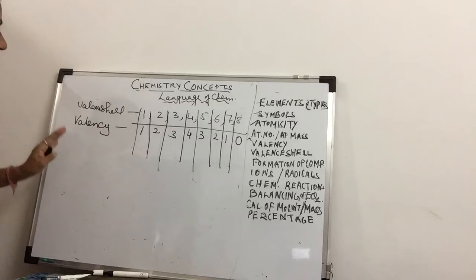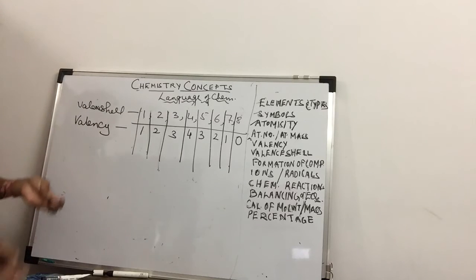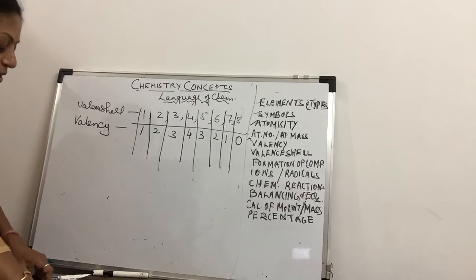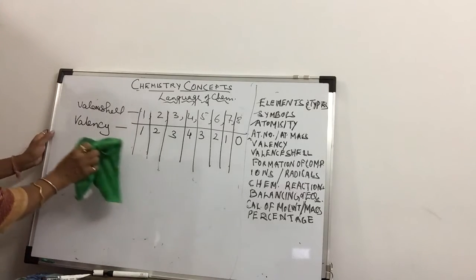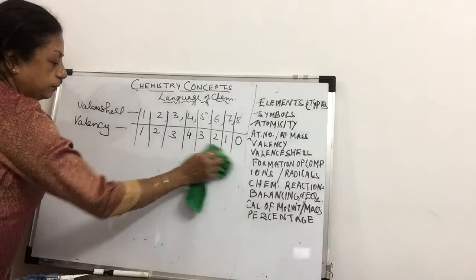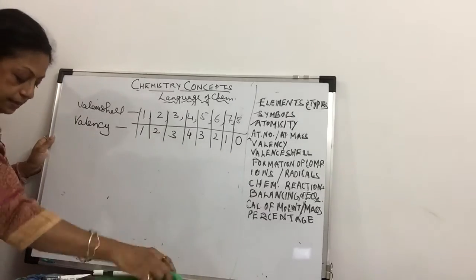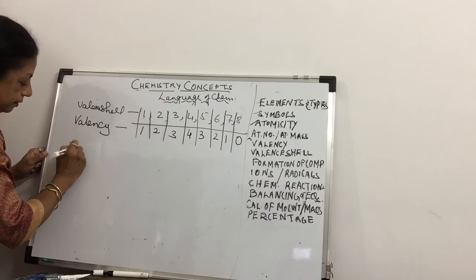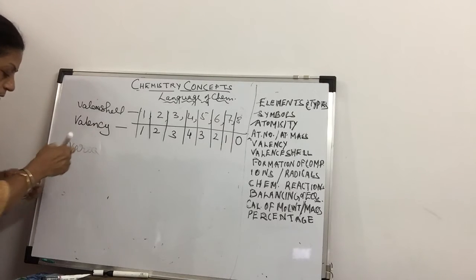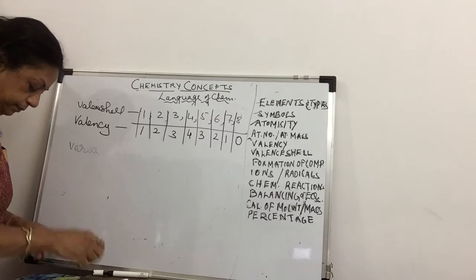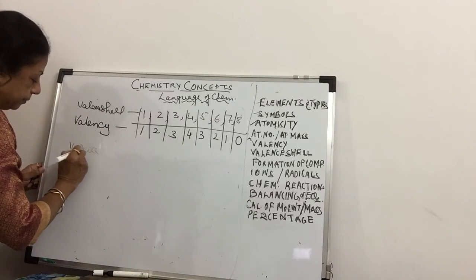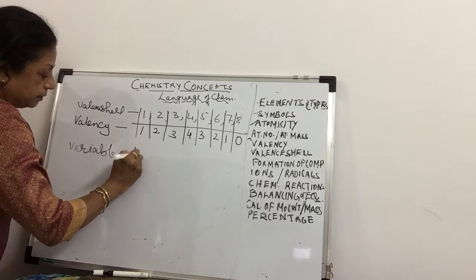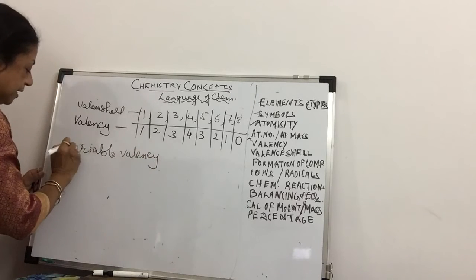First, this is all done: valence shell and valency. Then the next topic that we are going to study today is variable valency, which is very important. Again, suppose I take variable valency. Which one is variable valency?